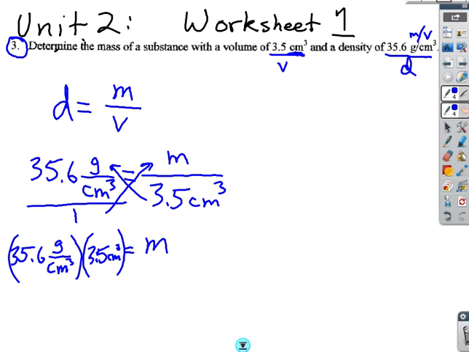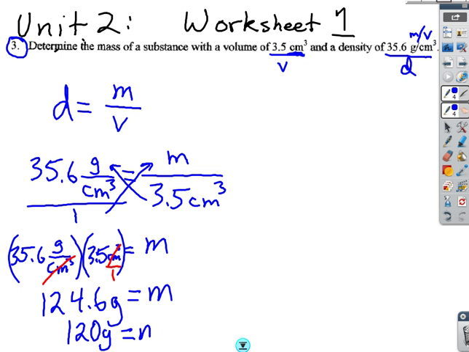When I multiply those two numbers, I get 124.6. And then for the unit, I have to see that centimeters cubed is in the denominator here, and it's in the numerator here, because it's over 1. And so therefore they cancel, and I'm left with the unit of grams. I'm going to write down grams, and that equals the mass, equals M. That's the answer. Technically, we should round it to significant figures, but you don't know how to do that yet. If you round it to significant figures, the correct answer is 120 grams. We'll talk about how you round numbers later in this chapter.